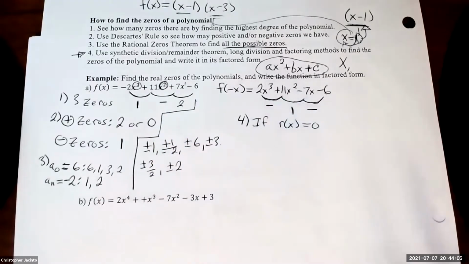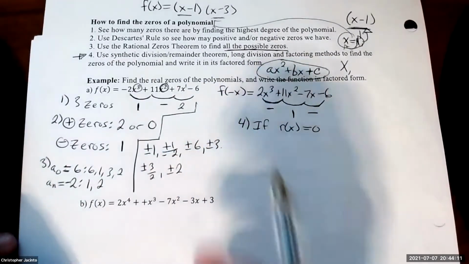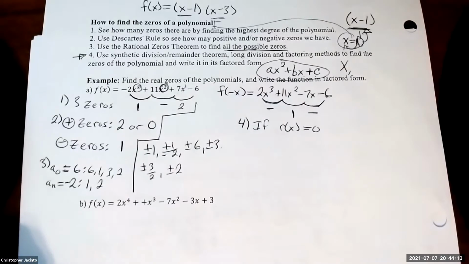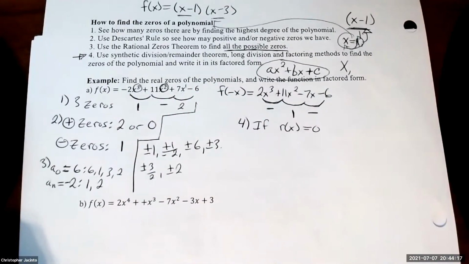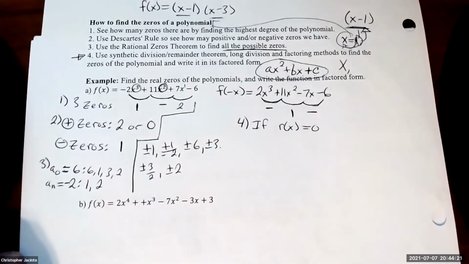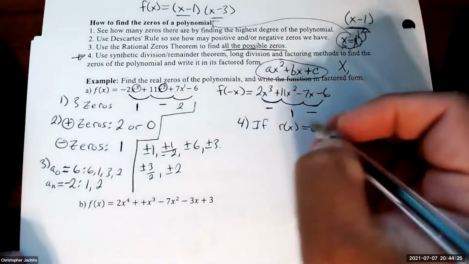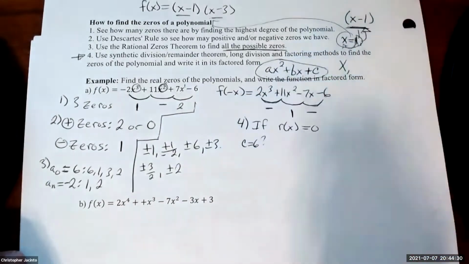Now, if you don't believe me, I'll leave it up to you guys. Which one of these numbers do you think will work or is a real 0? In other words, if we plug it in, we will get 0. What do you guys want to try? Which number out of here? 6? 1? Okay, I'll try 1 and 6. So 6 first. We're going to try c equaling 6 and see if it works.